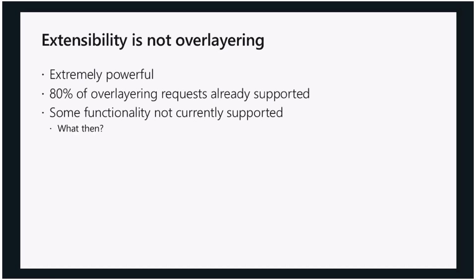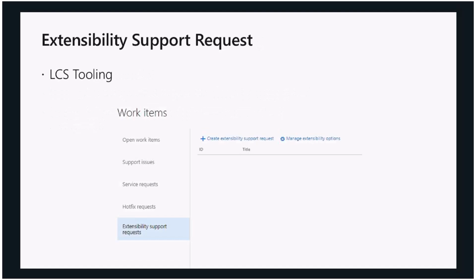So what do you do then? What do you do in that case? We have added tooling within LCS to capture extensibility support requests. So either you as a VAR working with the customer, or you as an ISV will have an LCS project, and you will come in here and create an extensibility support request to document exactly what area of the application you need to be extended or added or delegate, whatever additional extensibility piece that you need for your solution.